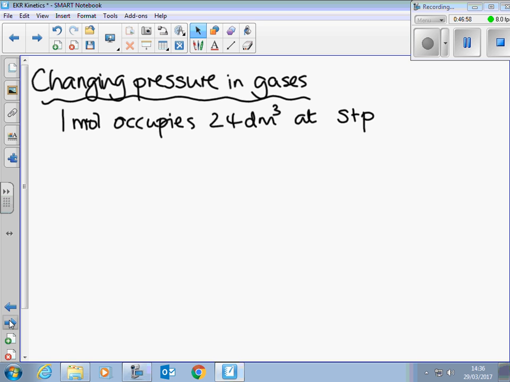So pressure is caused by gas molecules hitting the sides of the container. We know that. The more you've got, the higher the pressure. So your system can reduce pressure by producing fewer molecules. So let us use this one.